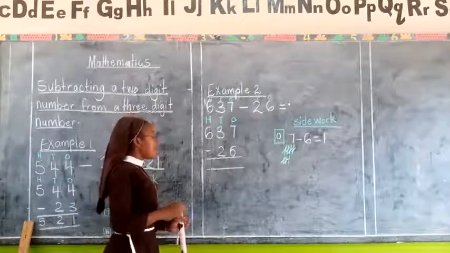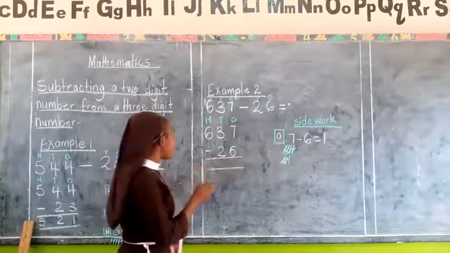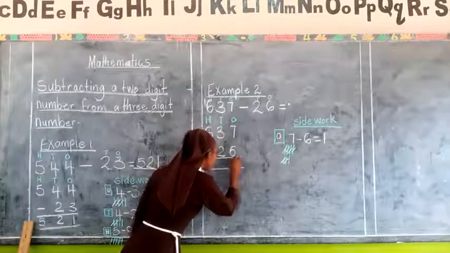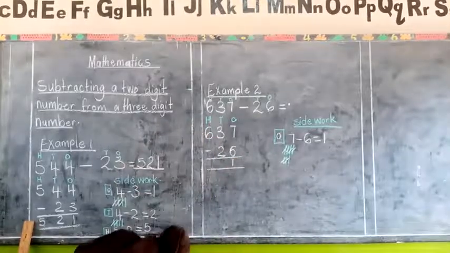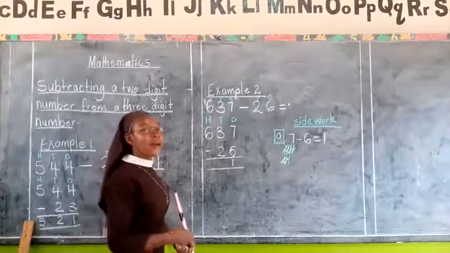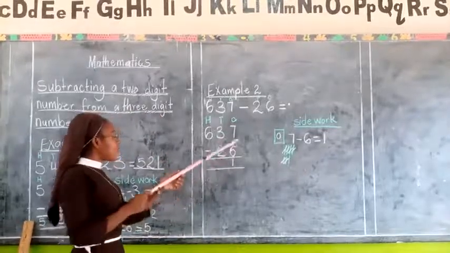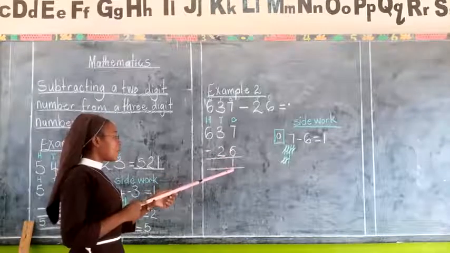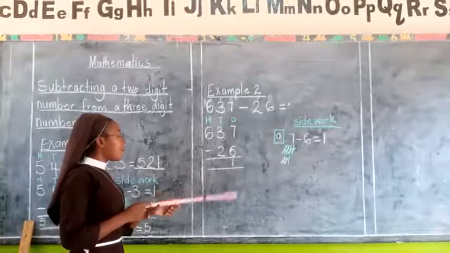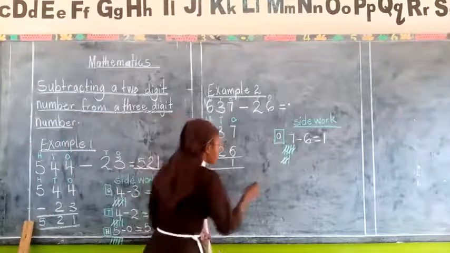We come here, since we've been dealing with the ones place value, we come under the ones and we write 1. 7 take away 6, we shall get our answer as 1. Is that correct? 7 take away 6, we get our answer as 1. It's correct. We go to the next place value, which is the tens.